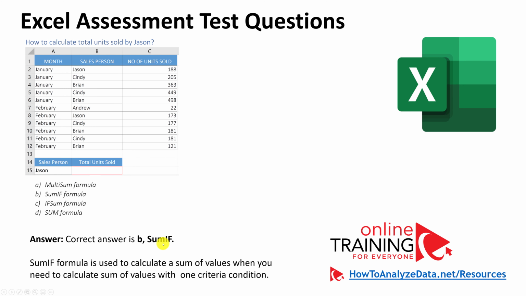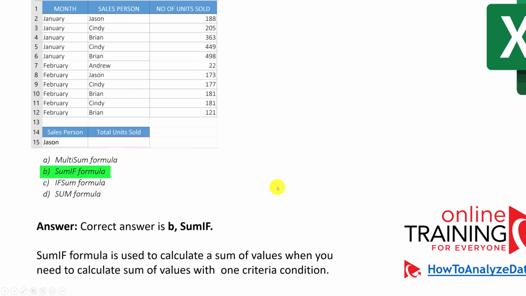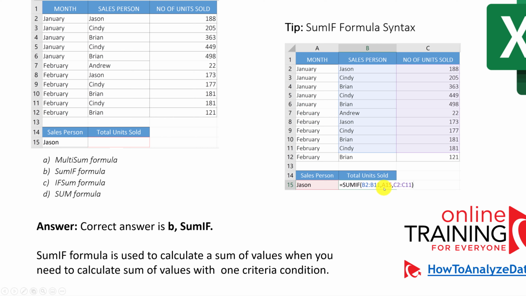So the correct value for this question is B, SUMIF function, because the SUMIF function is used to calculate the sum of values when you need to calculate a sum with one criteria condition. And this is the syntax of the formula that you can use.